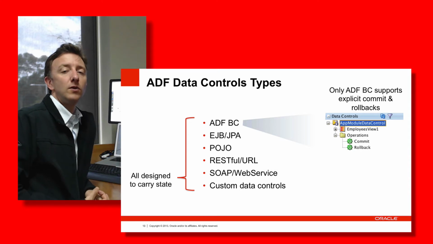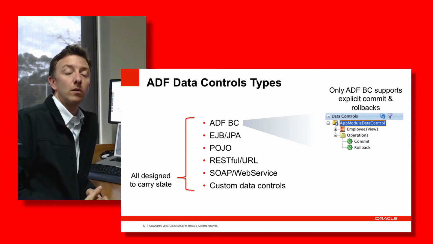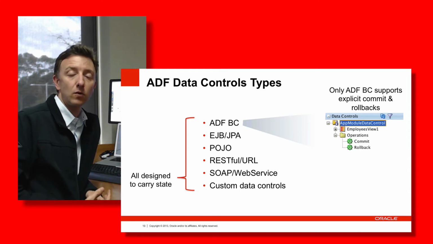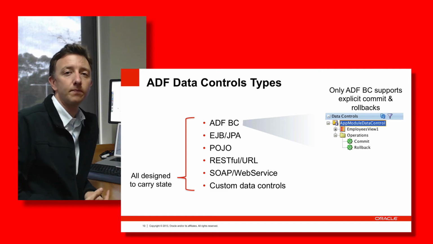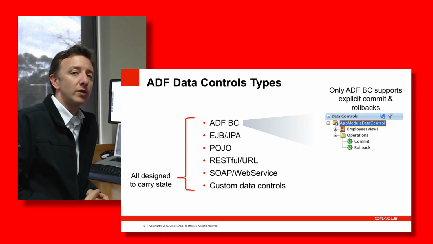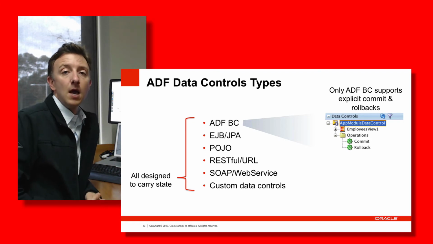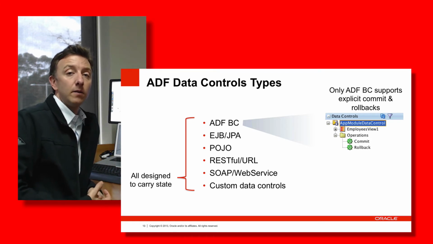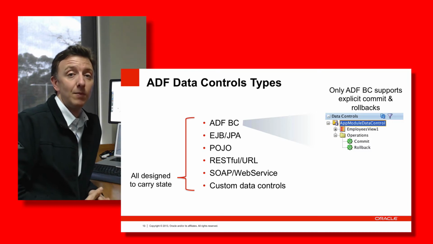Okay, so the user, or the programmer on behalf of the user, is explicitly calling the commit or rollback operation. Now, it gets a little bit more tricky with EJB and JPA, the specific data control for them. Under the covers, EJB and JPA does support explicit commits and rollbacks, but it also supports implicit commits and rollbacks.